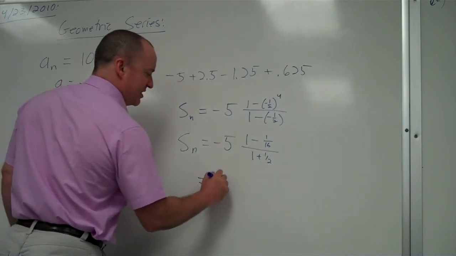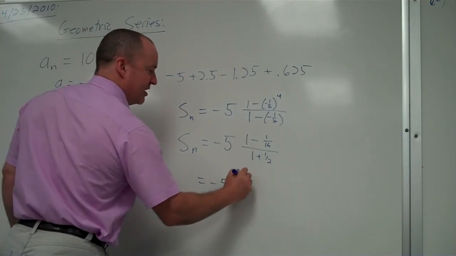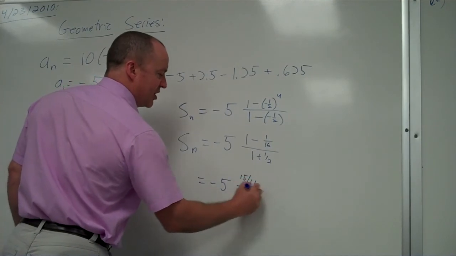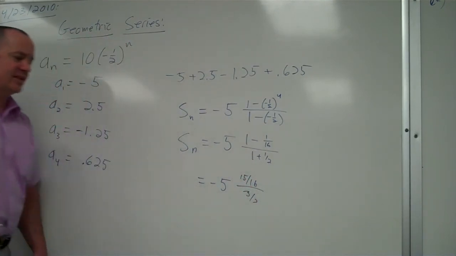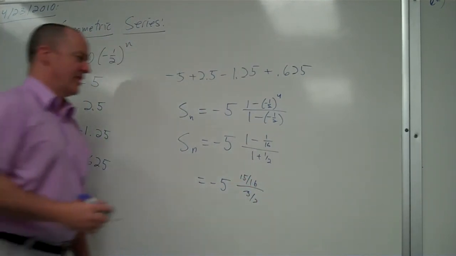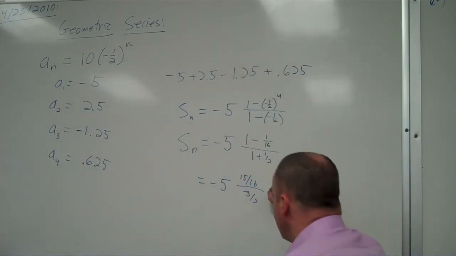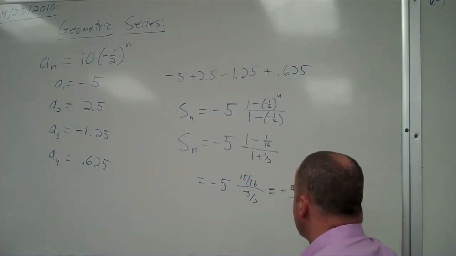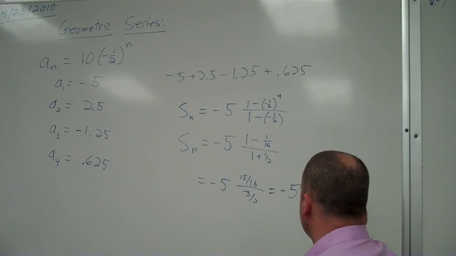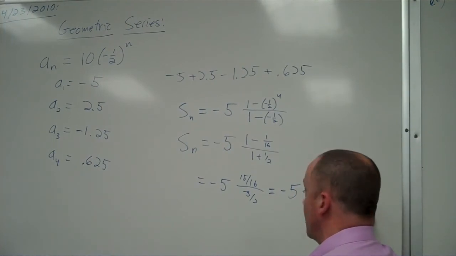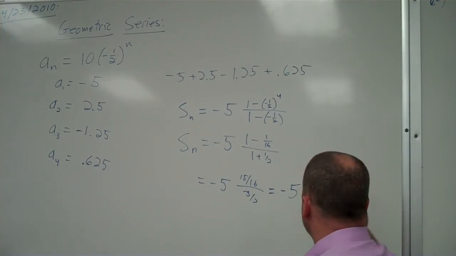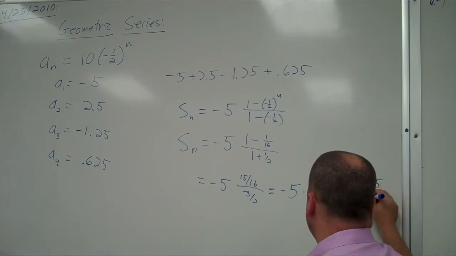Okay? So then this is negative 5 times 15/16 over 3/2. Dividing a fraction by a fraction means I'm multiplying the 2 fractions. So this is negative 5 times 15 over 16 times 2 over 3. Reduce from here to 1 over 8 and 5 over 1. And I am getting that the sum is negative 25 eighths.